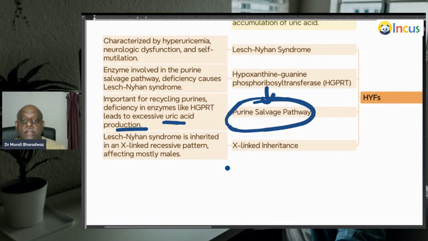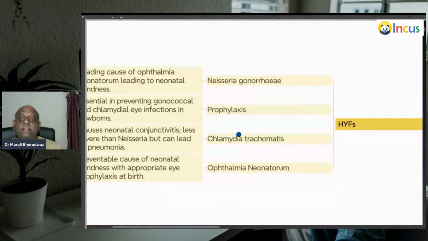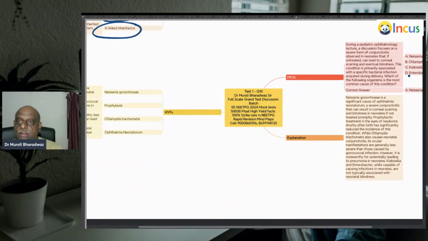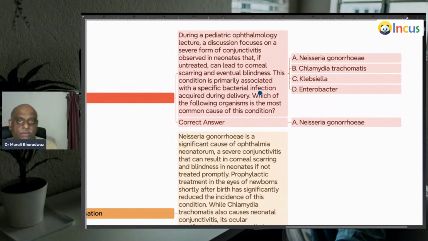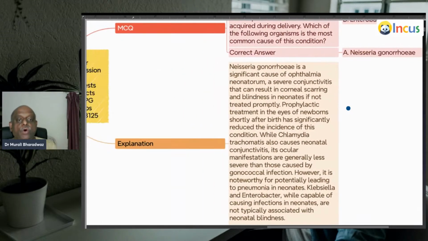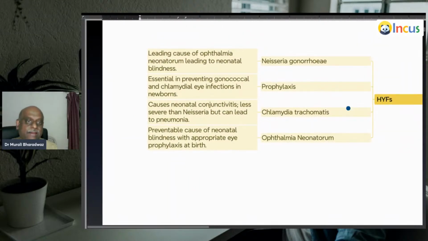Yeah. So Lesch-Nyhan is an X-linked recessive inheritance, is what you need to remember. So now, doctor, during pediatric ophthalmology, they focus on conjunctivitis in neonates. What is it? Neisseria gonorrhoeae leads to ophthalmia neonatorum, is what you need to remember. And that's the reason to prevent gonococcal and chlamydial infections in newborns.